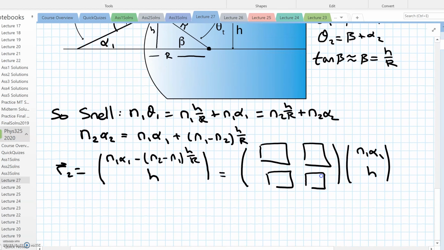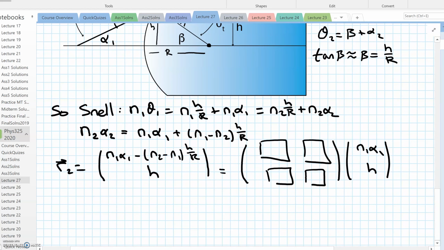Okay, so let's try to fill in the blanks here. If we look at the way matrix multiplication works, we're going to multiply this by this, and then this by this to get the first one. We can already see from multiplying the 1, 1 component that this should be a 1, because we have that n1 alpha over here. And what do we have to do to get negative n2 minus n1 times h over r? What do we have to multiply h with? Well, we're going to need a bigger box here.